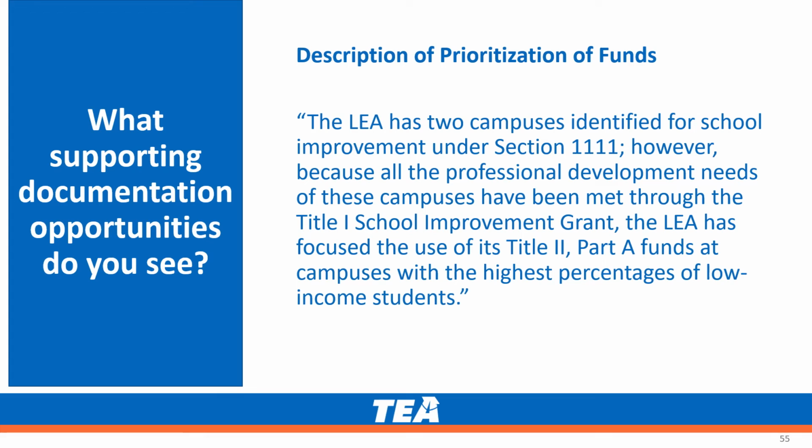Here's another example of a description of prioritization of funds. The LEA has two campuses identified for school improvement under Section 1111. However, because all the professional development needs of these campuses have been met through the Title I School Improvement Grant, the LEA has focused the use of Title II Part A funds at campuses with the highest percentages of low-income children.